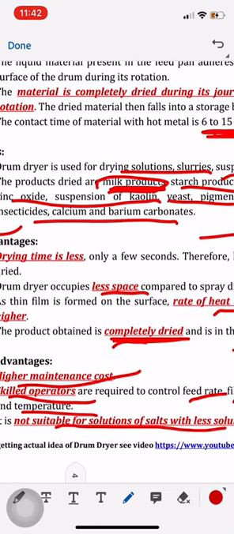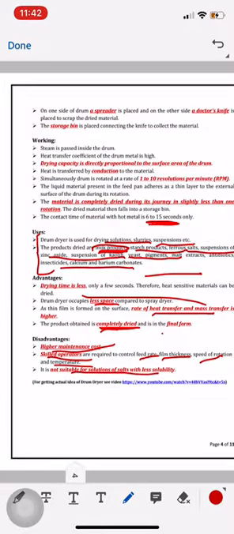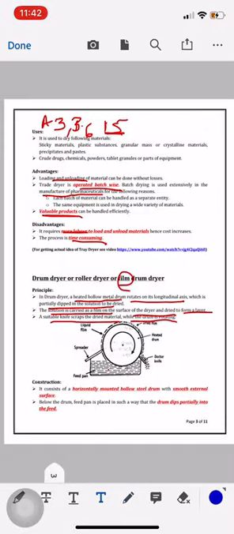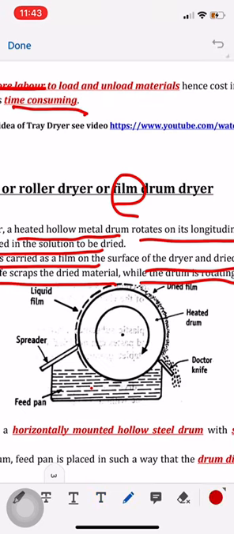The important part which I forgot to tell you is that the surface of this drum should be very smooth. If it is not smooth, if you have rough surface or grooves on this surface, then what happens? The clogging of material will take place. Due to clogging, proper scraping will not be done, and also proper film will not be formed with the spreader, and this will cause contamination. So the surface should be very smooth.